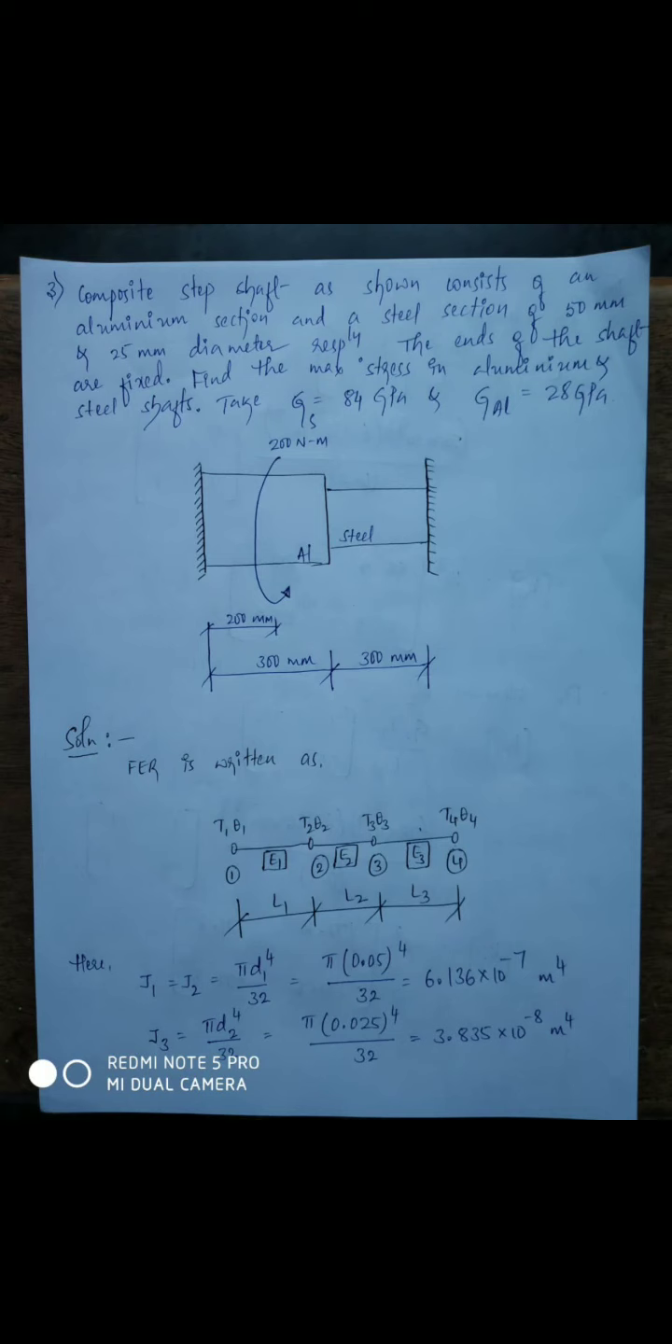Substituting these values of J1, J2, J3 along with the rigidity modulus values of steel and aluminium respectively, we are going to calculate the individual element stiffness matrices K1, K2 and K3. This has been shown in the next video.